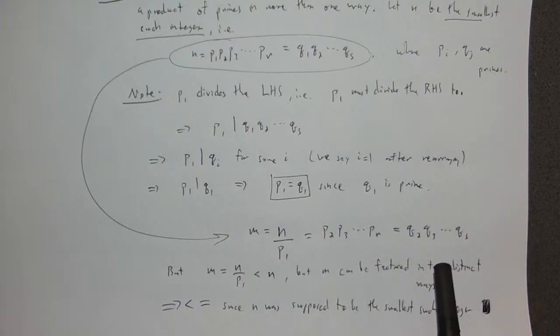So it must divide the right-hand side. So p sub 2 divides something, one of these q's. Again, after relabeling, I can assume that it divides q sub 2. But since q is prime, well, then p sub 2 and q sub 2 are equal, and I can divide, and I get more. So you see what the issue is here, right? I can continue to do this until I have divided by all my p's here.